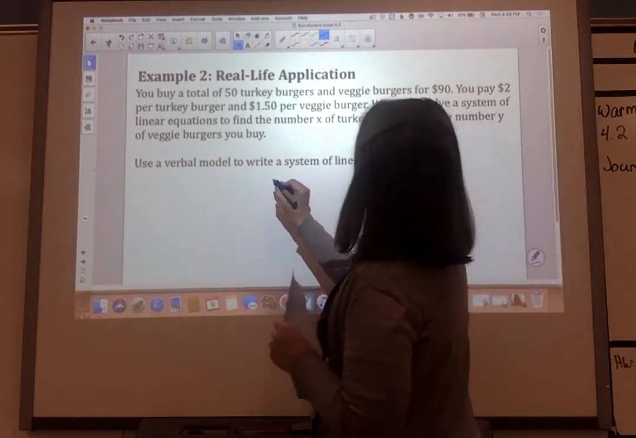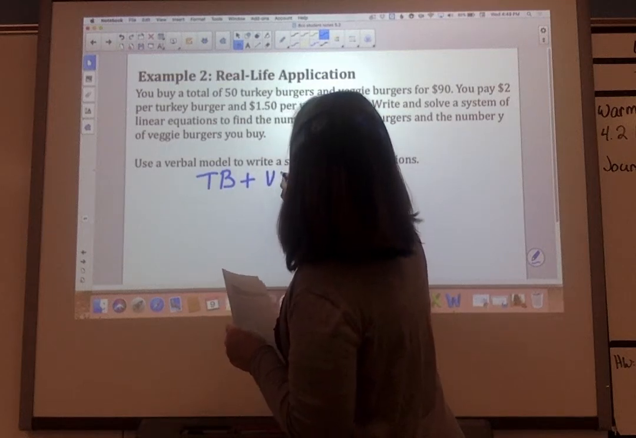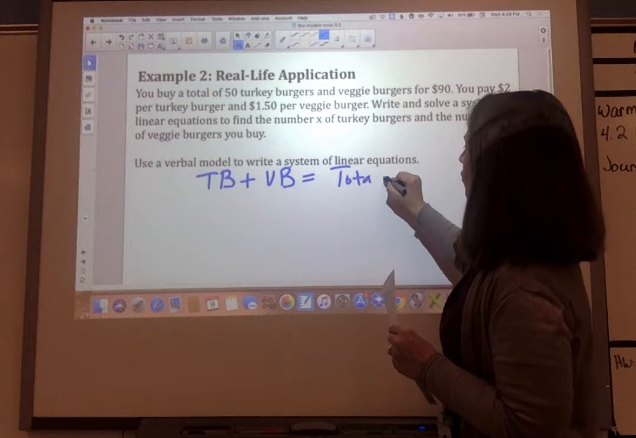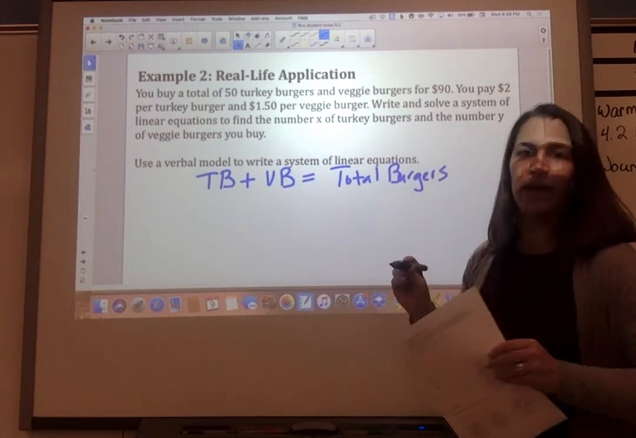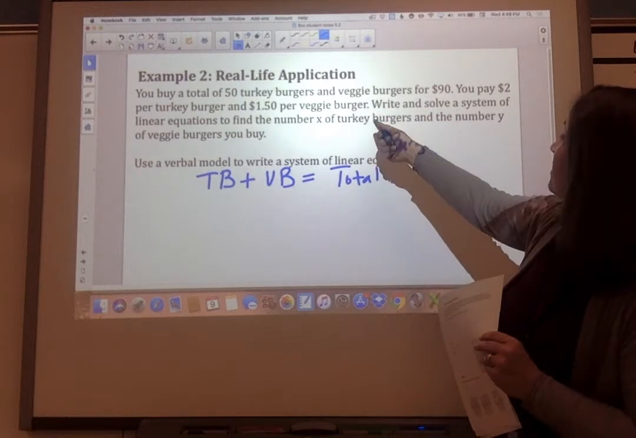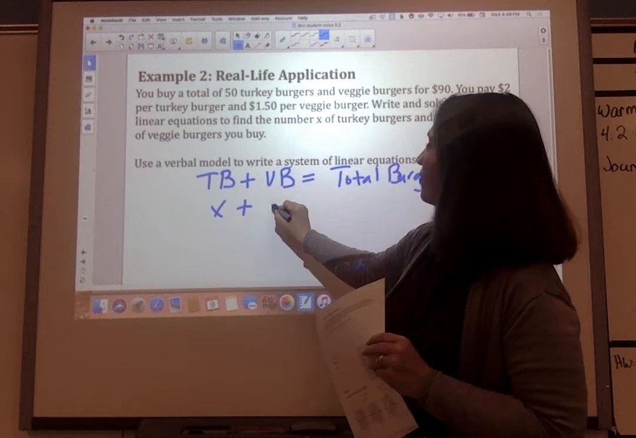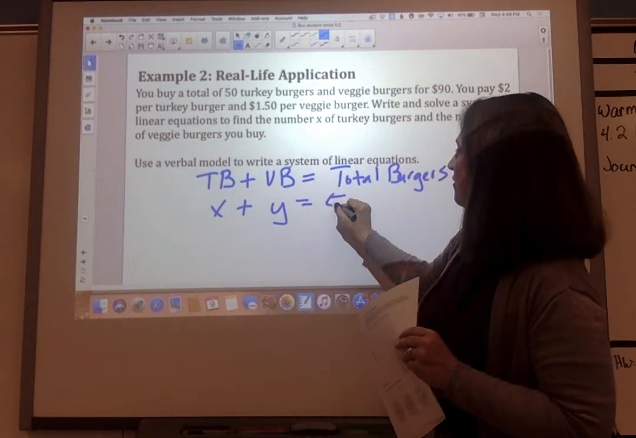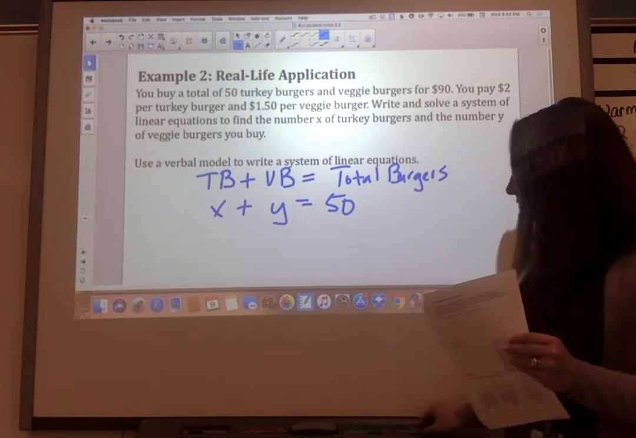So we know that the turkey burgers plus veggie burgers is going to give us the total burgers. Okay, and we know that turkey burgers is x, and we know veggie burgers is y, and we know that the total is 50 burgers. So that's one of our equations.